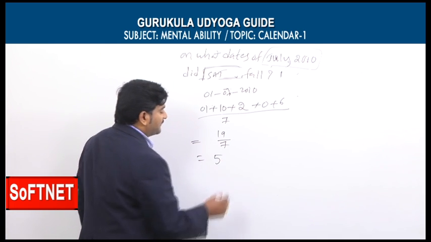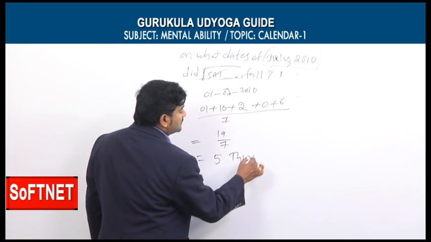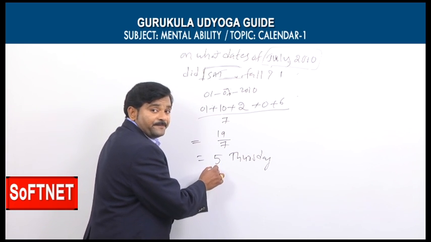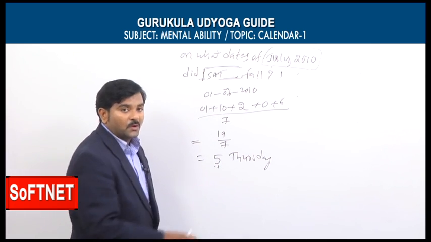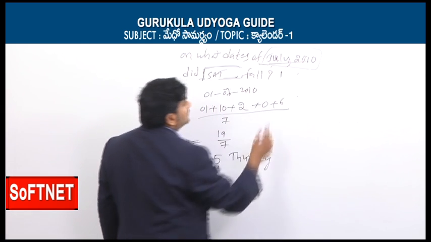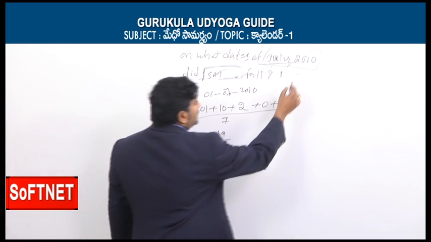If I get remainder 5, what will we get here? Thursday. Is it that the 5th is Thursday? No, the 5th is not Thursday. What it means is July 1st is Thursday. July 1st 2010 is Thursday. So that is the concept.